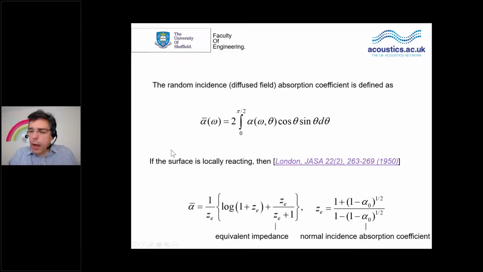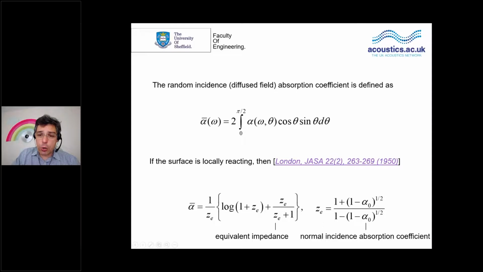Okay. How do we deal with the case when the sound is incident on a material from a plurality of directions? So when it's a diffused field, we can either just use the previous expression and integrate over a plurality of angles, or we can assume that some materials are locally reacting. In this case, we can use the good old formula produced in 1950 by London, published in JASA, which is actually, by the way, one of the active links you can explore. And it's a nice paper to read.